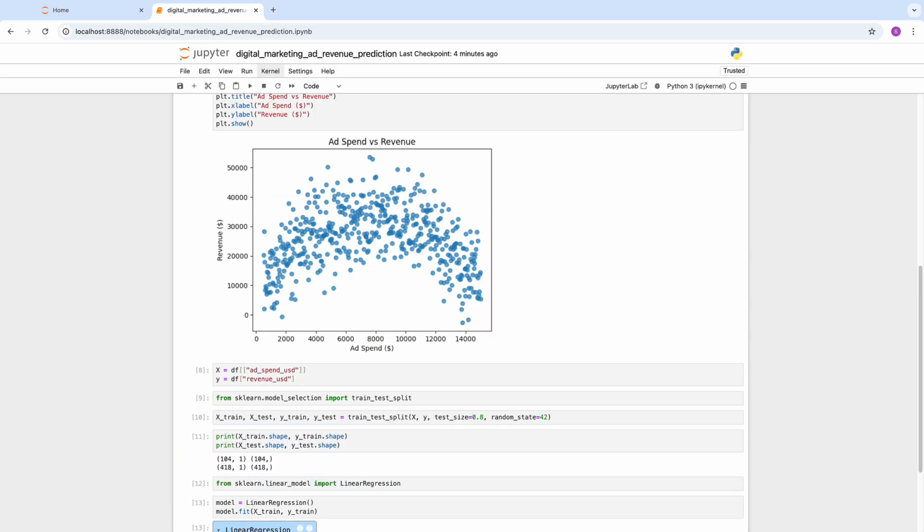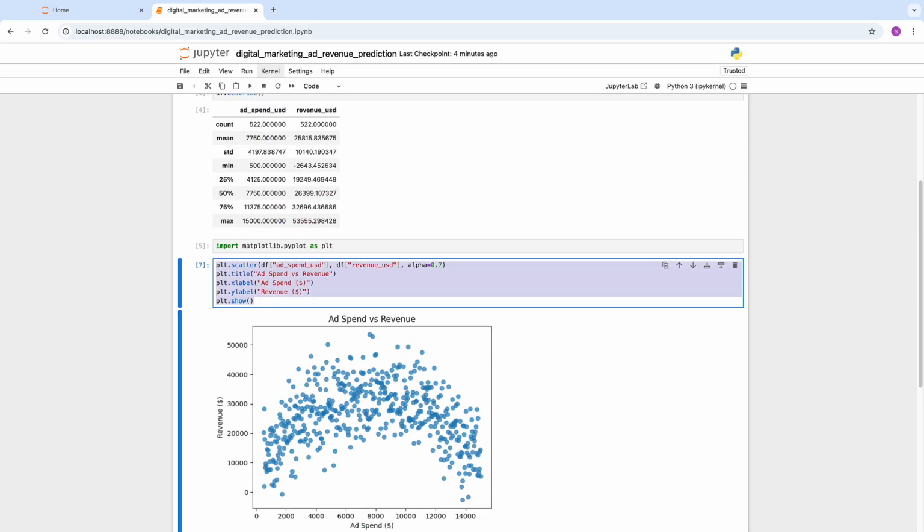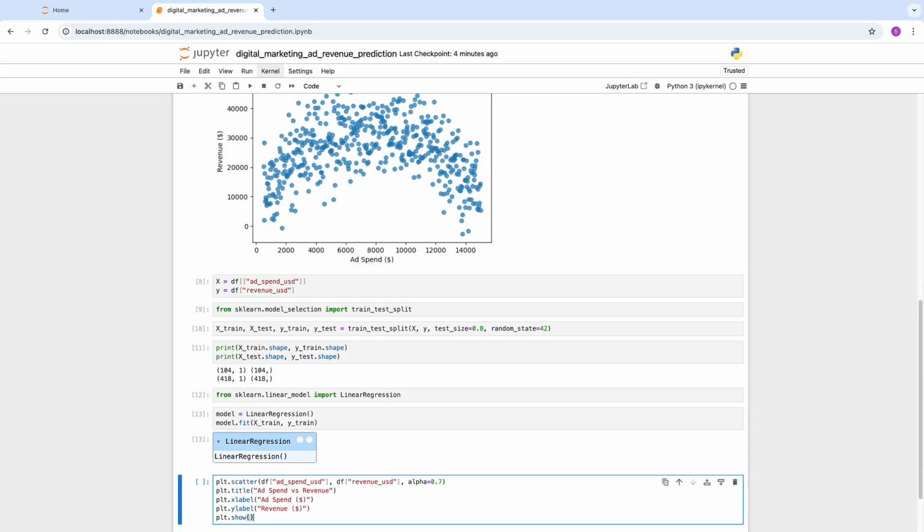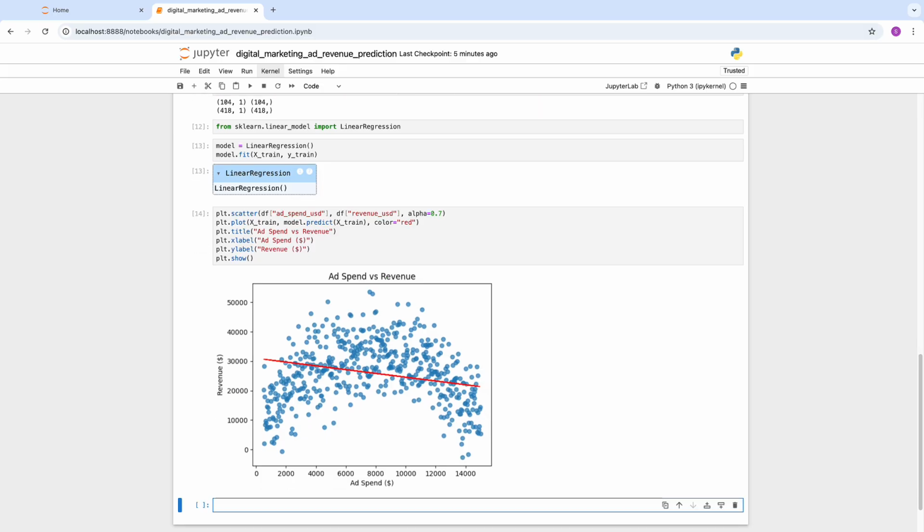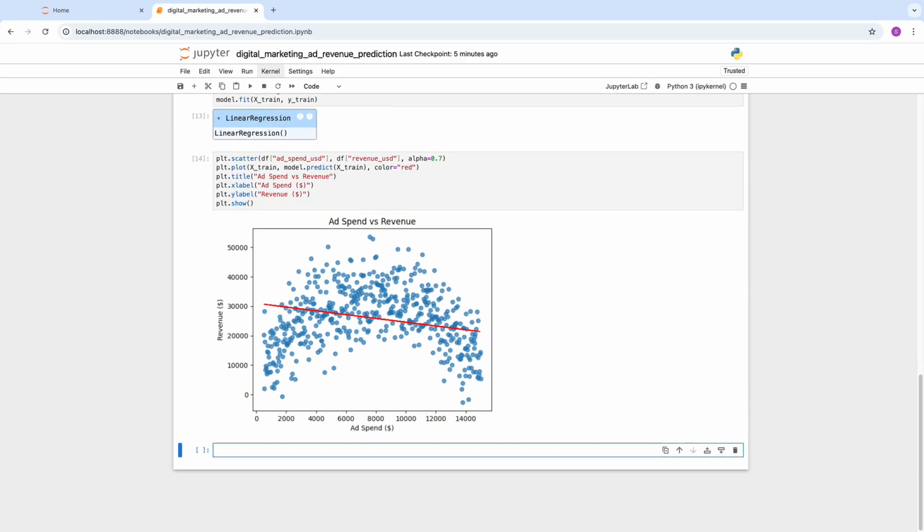All right, let's plot our linear regression predictions on top of the scatter plot. I'll add a plot, which is a line passing through the training data along with the model's predictions, and I'll color it red so that it stands out. And here is the result. The red line is our fitted regression line, but look at how it cuts across the data. It's almost flat compared to the curve we expected. That tells us a straight line just isn't flexible enough to explain this relationship.